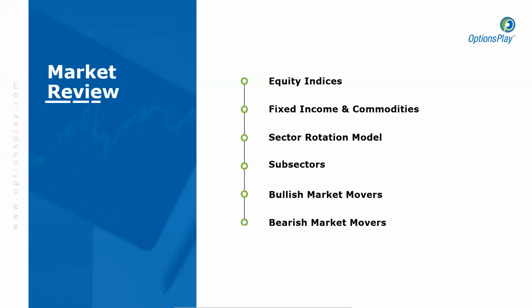Our agenda for today, starting off with the major equity indices, we'll be highlighting some key levels and see where price is trading relative to their respective support and resistance zones. From there, moving on to fixed income and commodities, we'll also take a look at the sector rotational model, highlighting which sectors are outperforming and underperforming the overall markets. We have seen some substantial sector rotation lately, so that'll definitely be an important part of today's webinar. We'll take a look at some subsectors of interest that I have for you today. And as usual, we'll end today's session with some bullish and bearish market observations.